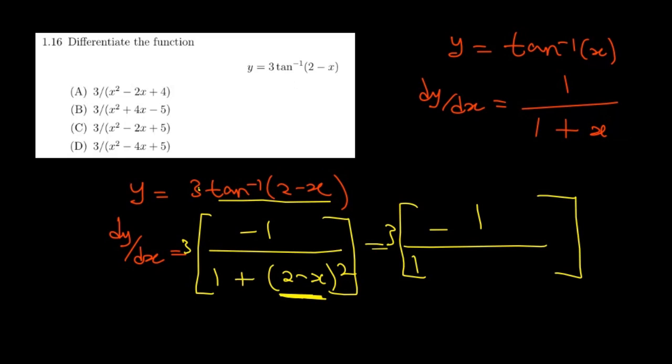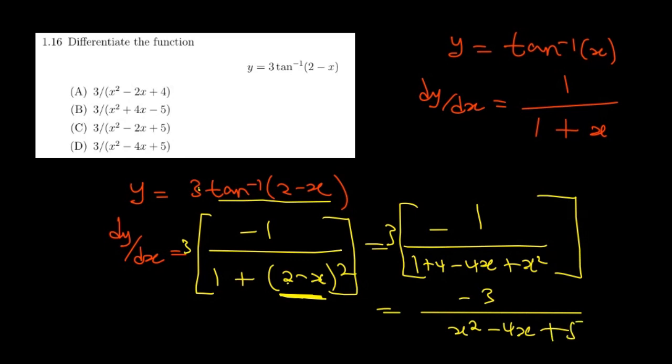So down here now it will be this guy multiplied by itself. So it will be 2 multiplied by 2, that will be 4. Okay, 2 multiplied by minus x multiplied by 2, that will give me minus 4x. Then minus x multiplied by minus x, that will be plus x squared. So it means my answer will just be minus 3 over x squared minus 4x plus 5. So this will be my dy/dx.